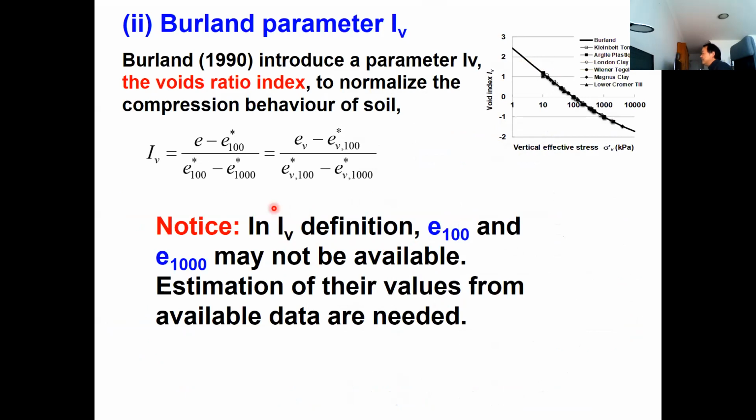Now, if you want to determine the void ratio index, you need to know E100 and E1000. You might not be able to find the value at E1000. So what do you do? You're going to use interpolation or extrapolation to work out the E100 or E1000. Okay? You need these two parameters, but in the test data, you may not have the value of the two parameters exactly, but you should be able to use interpolation to work it out.